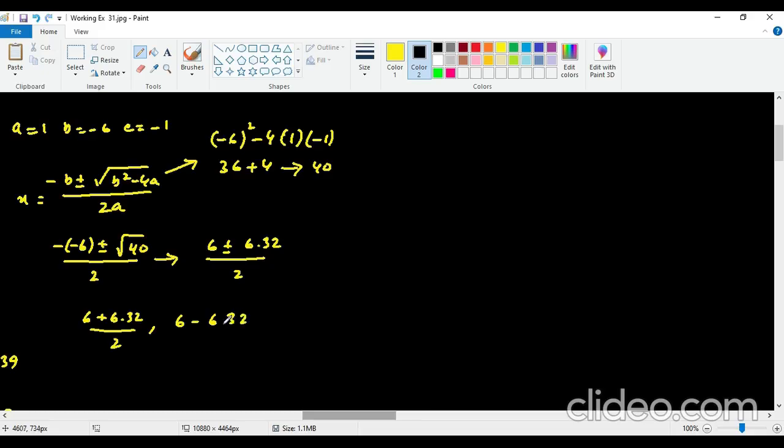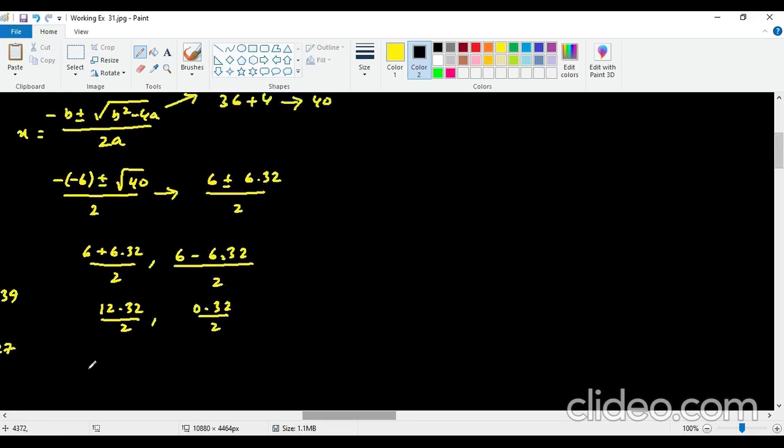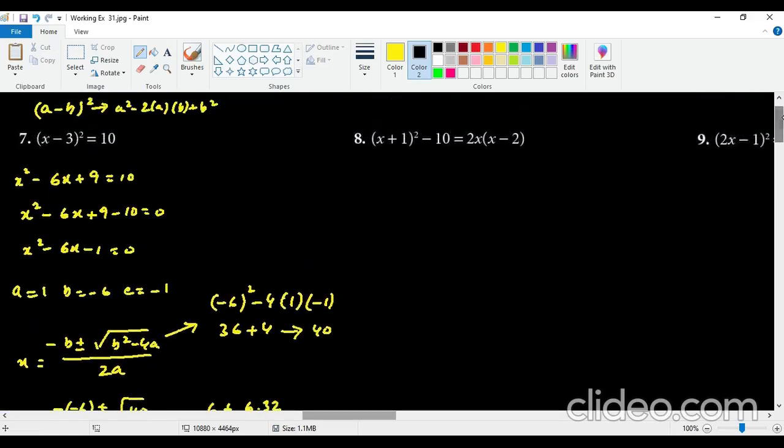6.32 divided by 2. So when we add these two, we get 12.32 divided by 2, and in here 0.32 divided by 2. So this one is going to give us 6.16, and this one is going to give us a negative 0.16. So these are the two values of x that you get from this question. Moving on to question number 8.